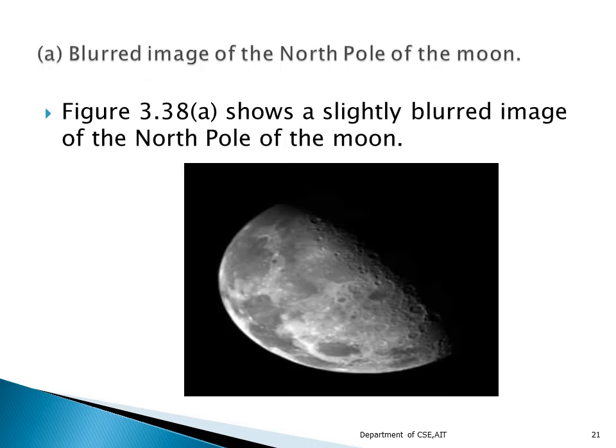Now let us see one example of this Laplacian when it is applied on one image. So we are going to consider this as the input image. It is a slightly blurred image of the north pole of the moon, and then we'll see when we apply the Laplacian how this image will be transformed.